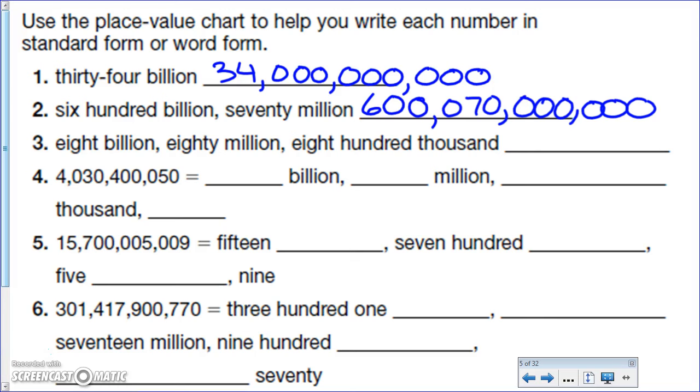For number 3, we have 8,080,800,000. Again, it's in word form, so we want to put it in standard form. So first thing we're going to do is put an 8 and then a comma. Then we need 080 to represent the 80 million. Then we need 800 for the 800,000. And then to make sure everything's up in the right place, we need 3 more zeros to hold our place.